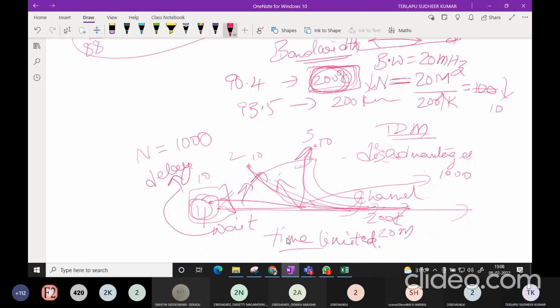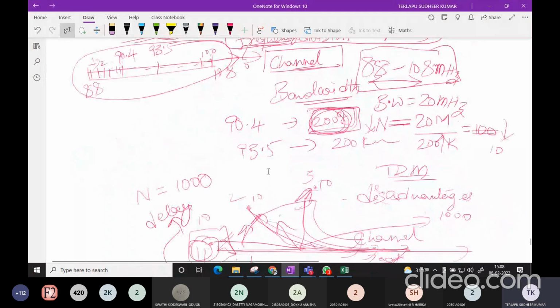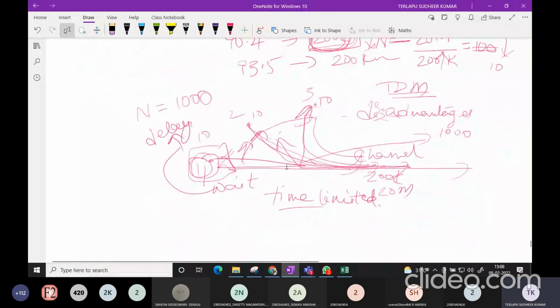Clear? FDM and TDM, I just introduced. I have not actually gone into TDM. We'll discuss more on TDM.